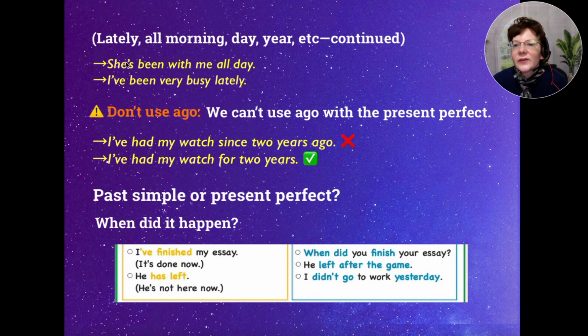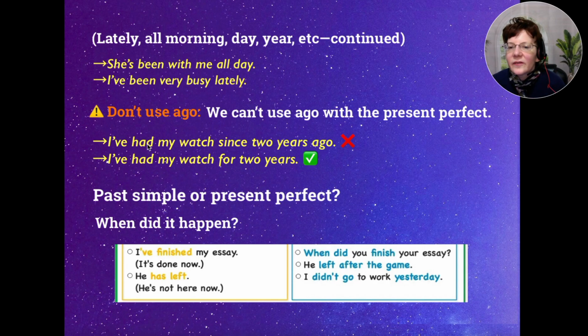Okay, so let's look at these. She has been with me all day. So yes, it started at the beginning and it still continues. Or I have been very busy lately. So that means I'm still busy. All right. Note here that we don't use ago. We can't use ago with the present perfect.